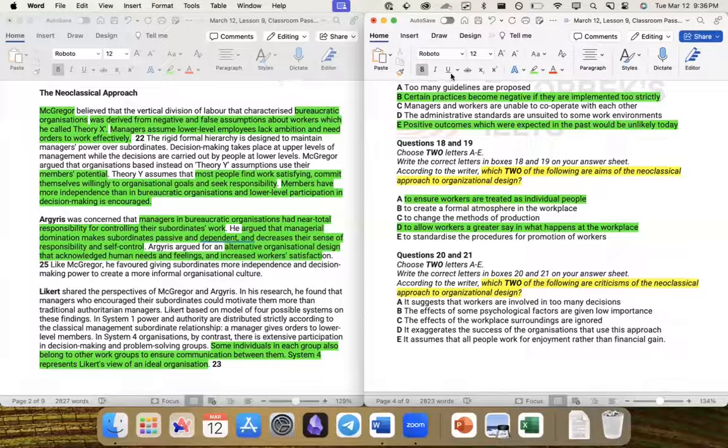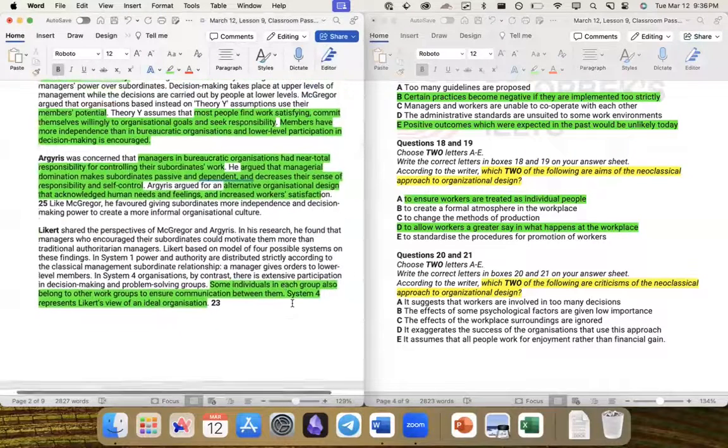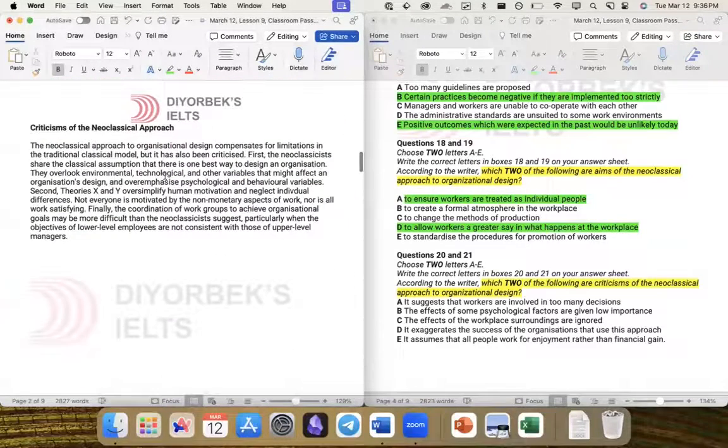I mean, we have those two, but others are quite negative in the way they are written, right? So finally, what are the criticisms? Well, the neoclassical approach to organizational design compensates for limitations in the traditional classical approach, but it also has been criticized. First, neoclassicists share the classical assumption that there is one best way to design an organization.